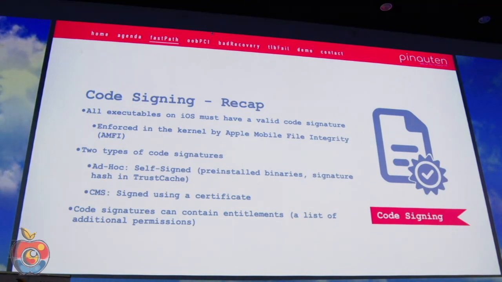And the other type of signature are the CMS signatures. This basically means that in addition to containing the code signature blob, we also have a signature in there using a certificate. And importantly, a code signature can also contain entitlements, and entitlements is just a list of permissions that the application has.